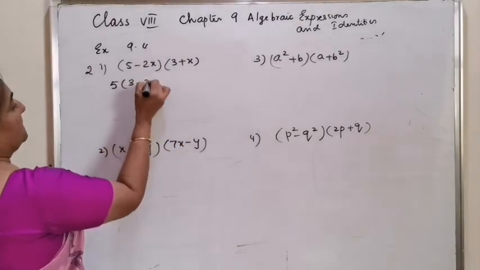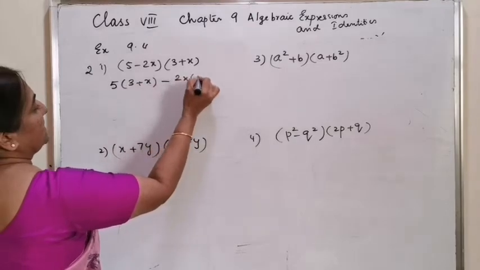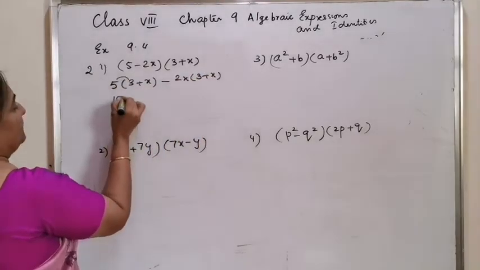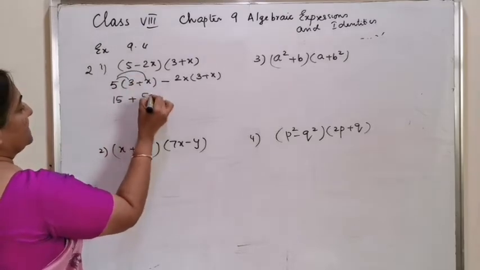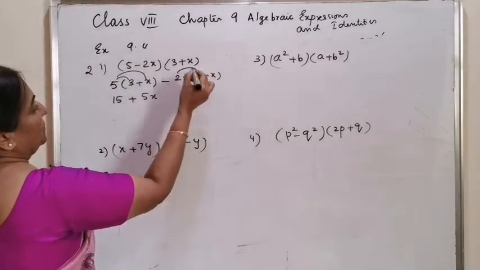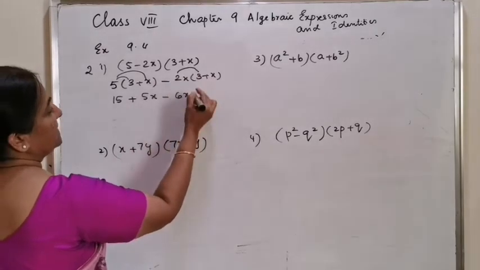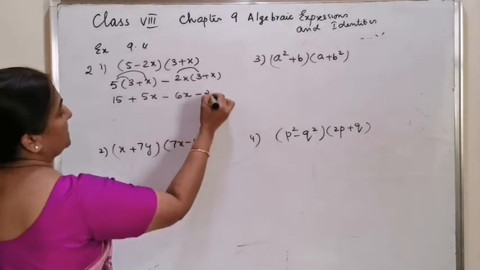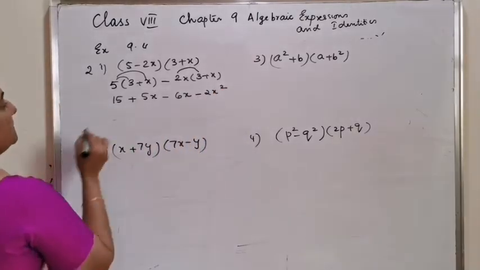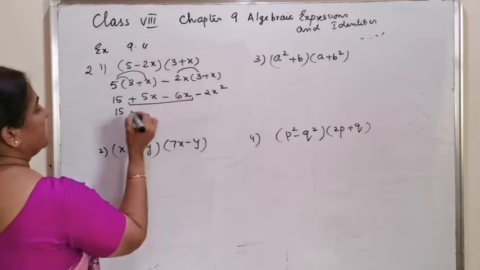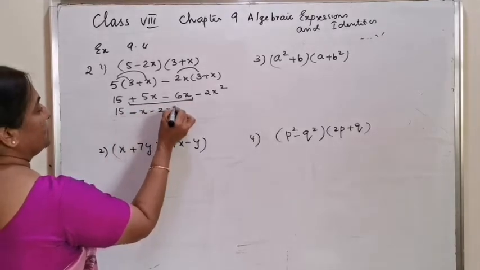5 into 3 plus x minus 2x into 3 plus x. 5 into 3, 15, plus 5 into x is 5x. 2 into minus 2x into 3 is minus 6x. Minus into plus is minus 2x square. So 15 plus 5x minus 6x is minus x, minus 2x square.